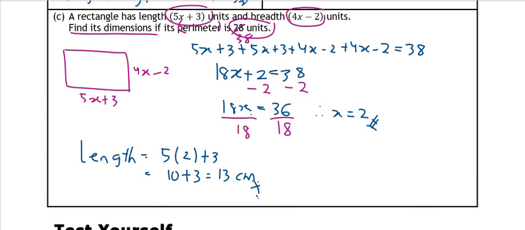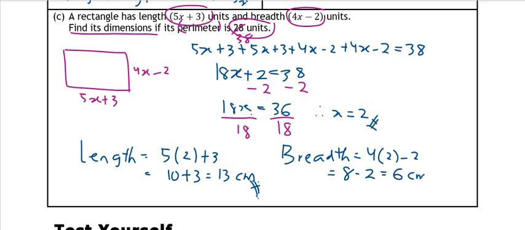The breadth over here will be 4 times x, which means 4 times 2 minus 2. So here it will be 8 minus 2. So your answer will be 6 centimeters. So there you have it. Let's double check again. 38 means 13 plus 13 is 26. Plus 12 will be 38. So yeah, there you have it.